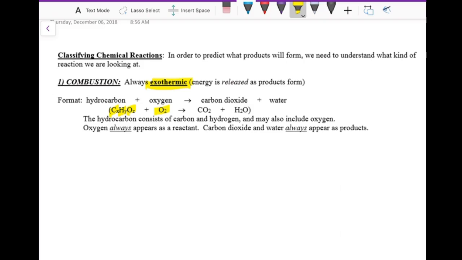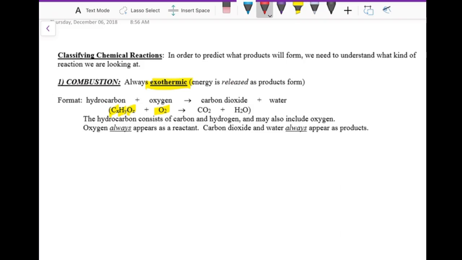Remember that oxygen is one of our diatomic or Brinkelhoff molecules. So these are really easy to predict because every single time you get carbon dioxide and you get water. So predicting the products is really easy as soon as you recognize that it's combustion. And then it becomes a matter of balancing, which sometimes is difficult. So let's see an example here.